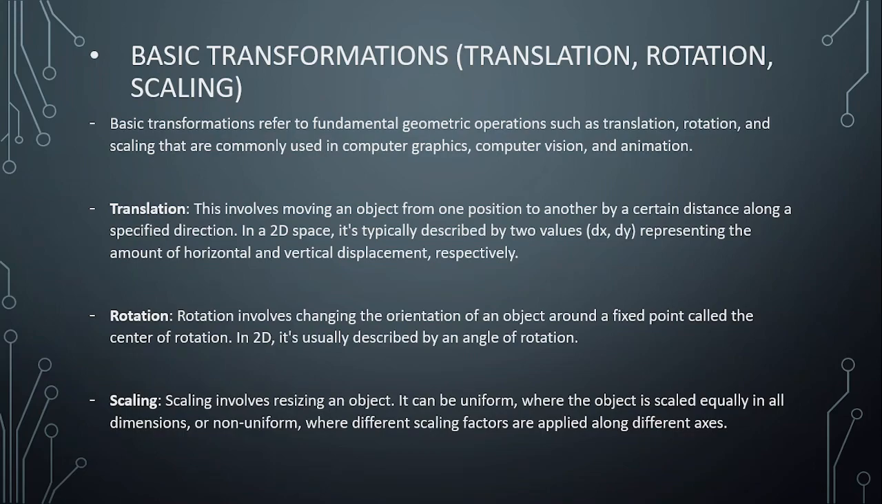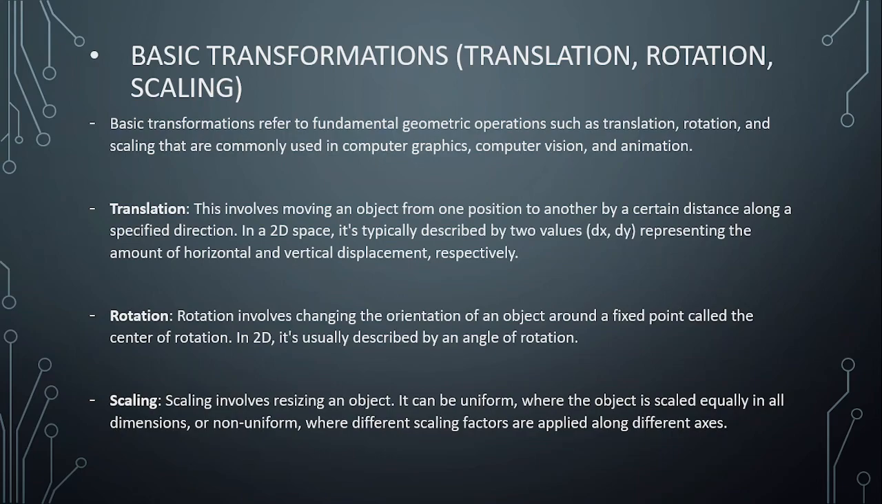So, the first one is basic transformations, which are translation, rotation, and scaling. Basic transformations refer to fundamental geometric operations such as translation, rotation, and scaling that are commonly used in computer graphics, computer vision, and animation. So the first one is translation.